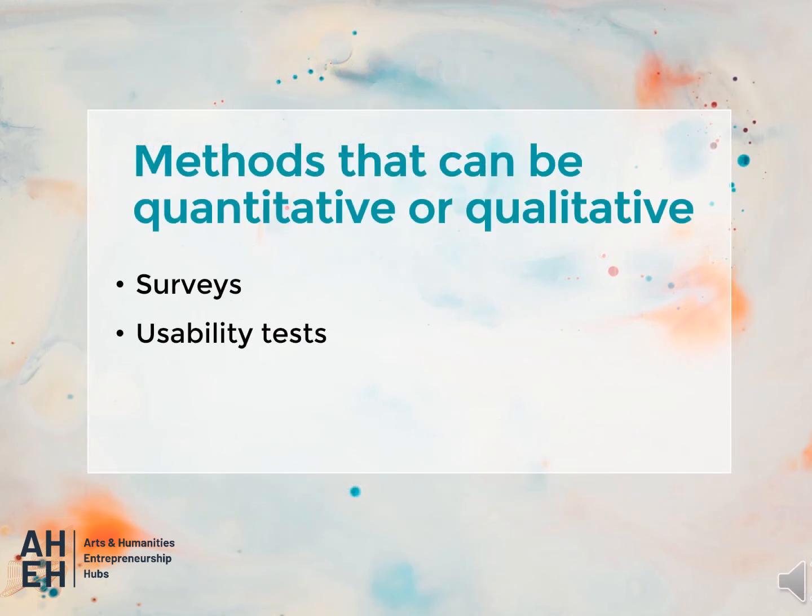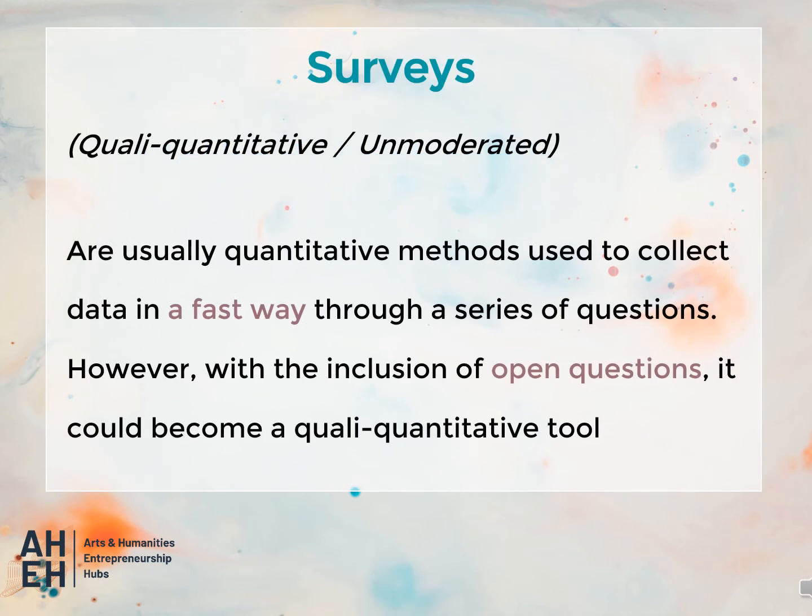There are methods that can be quantitative or qualitative, like surveys and usability tests. Surveys, quali and quantitative, and unmoderated approach. Surveys are usually quantitative methods used to collect data in a fast way through a series of questions. However, with the inclusion of open questions, it could become a qualitative tool.